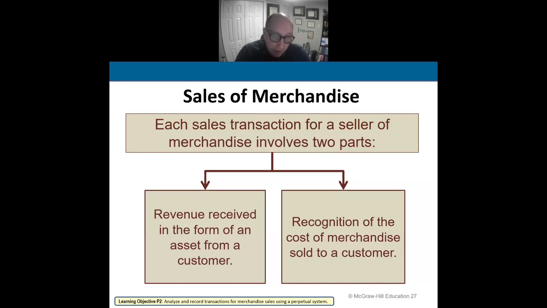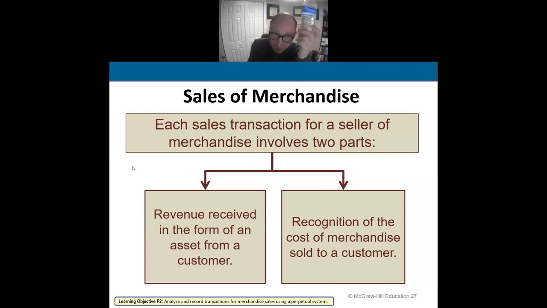The second part of each sales transaction is I also recognize the cost of goods sold when I sell it to my customer. So for everything that I sell, right? I sold this bottle of water. I recognized the revenue from the sale of that bottle of water when you gave me the dollar and I gave you the water. So I recognized the revenue, $1. I also recognized 10 cents cost of goods sold when you received your water and I received that dollar.